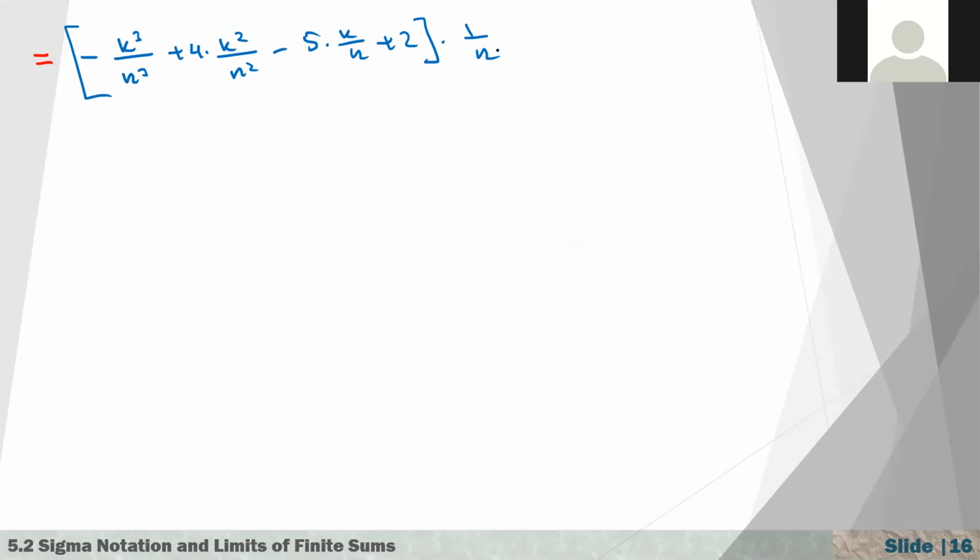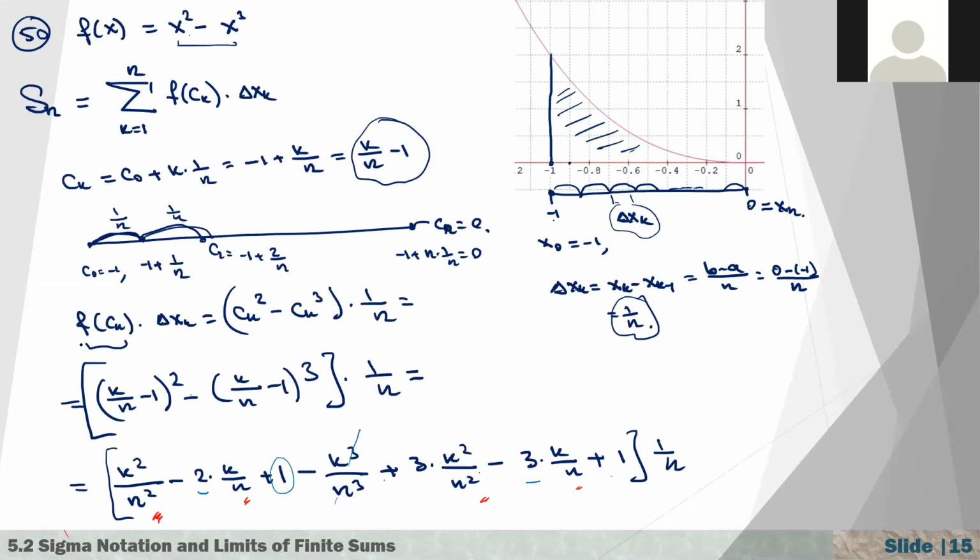Anyway, so now we need to find this sum, right? The k is changing, right? So if you just bring this 1 over n inside, I will have here, this one will be 4, right? And this one will be 3, and this one will be 2, and this one will be 2 over n. Okay, so that's it.